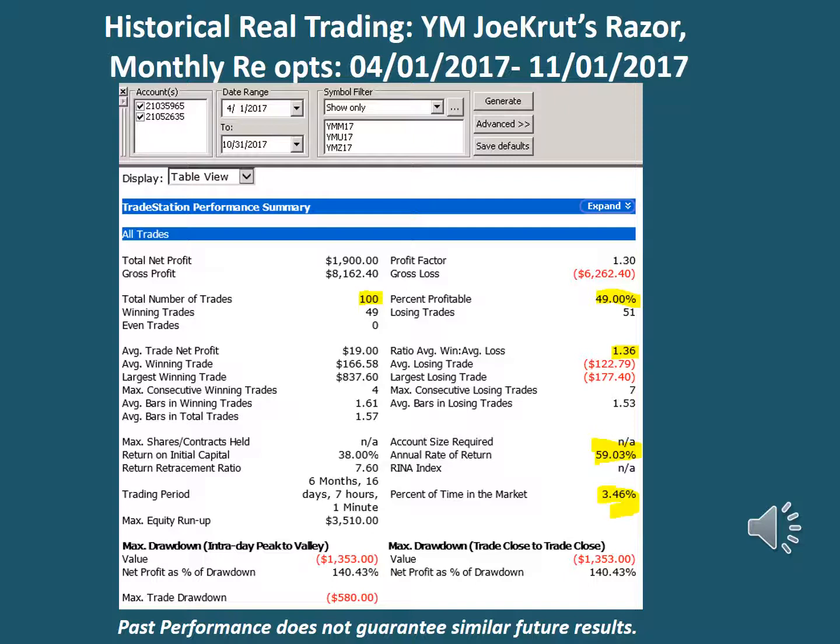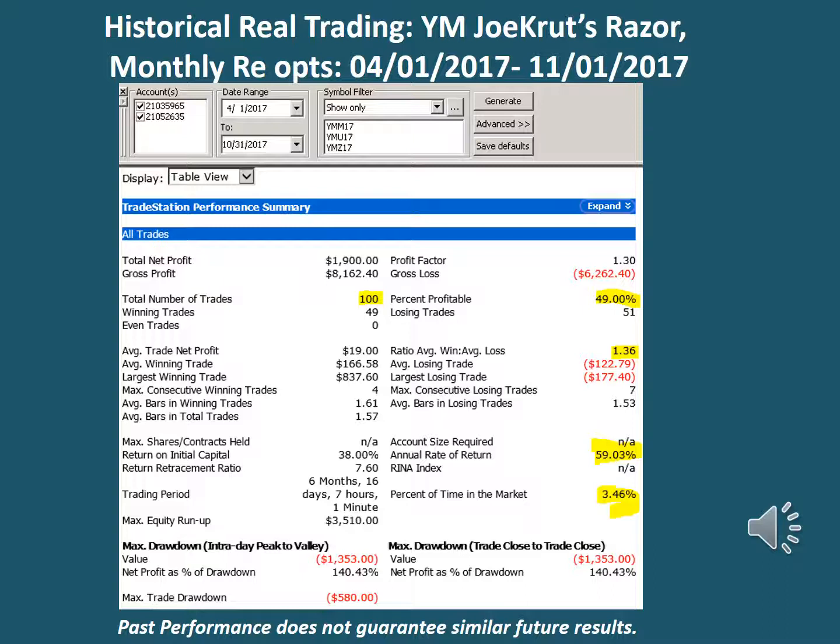First of all, we've got a full 7 months. This is from basically the first day of April through the last day of October. Today's November 1st. I put it down November 1st, but there's no trading today in it because I'm making the switch. There's 100 full trades under our belt. 49% have been profitable. We made $1.36 for every dollar we've lost.